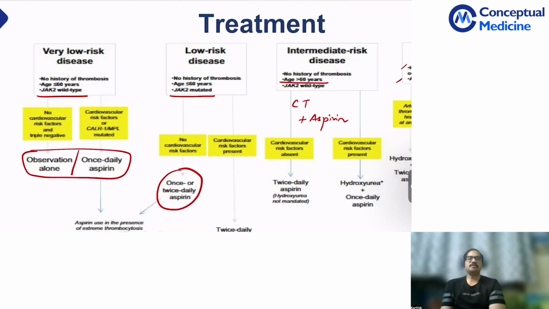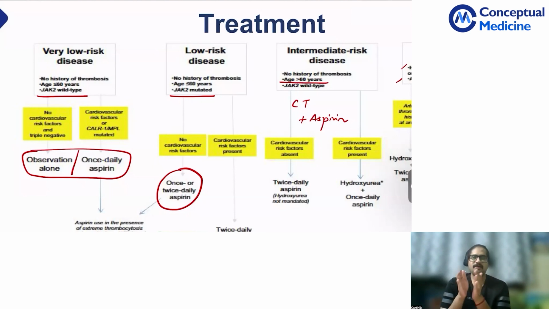Yeah, there is one question in the chat box. Should we give anticoagulation to an intermediate risk patient with cardiovascular risk? So what are the normal cardiovascular risks? Cardiovascular risk factors are hypertension, diabetes mellitus, hyperlipidemia, obesity, and metabolic syndrome. These are all the routine cardiovascular risk factors.